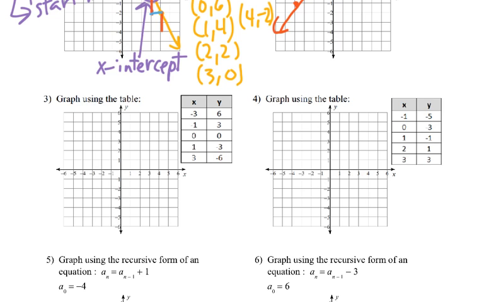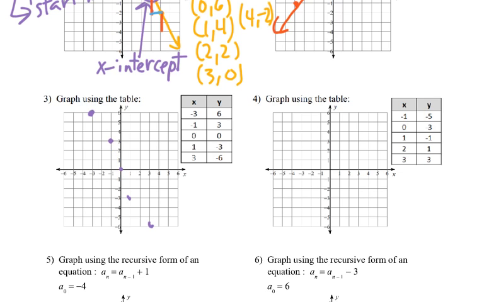So for number 3, negative 3, 6, we go back 3 and up 6. Negative 1, 3, back 1, up 3. 0, 0, going through the origin. So that one would be both an x and a y-intercept. 1, negative 3 right here, and 3, negative 6. And it would look something like that. And that one looks a little off to me, doesn't it? But that's alright, because we're just graphing using our table. This one actually looks kind of more curvy, doesn't it? So I'd probably just leave it like that.